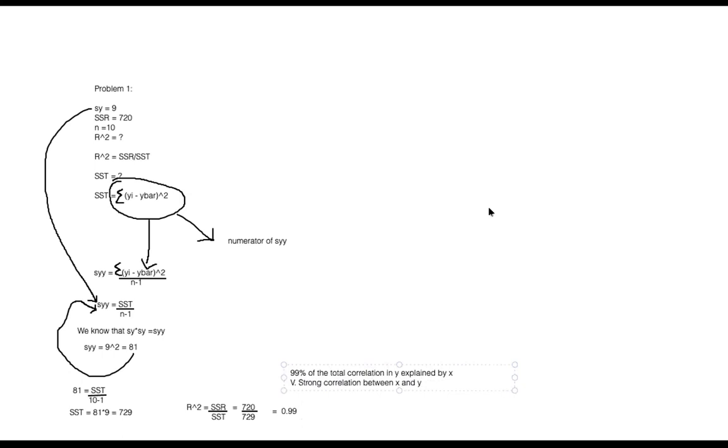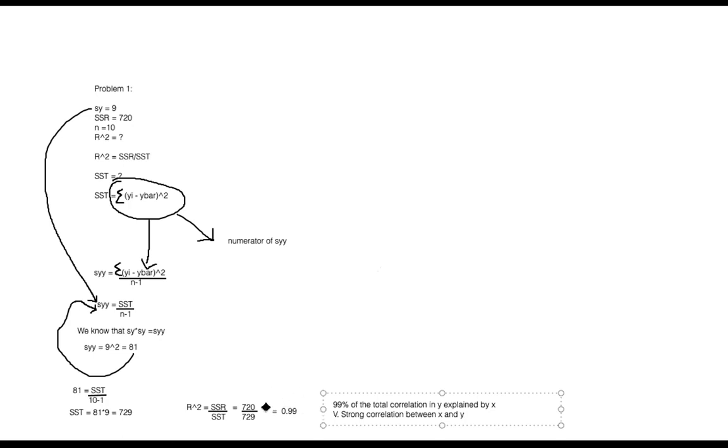Okay, so now one thing I want to say is you can take this number and solve for Pearson's R, because remember, oh, sorry, I have a question. How did I get 720? So this is what I'm using. R squared is SSR over SST. SSR was given to us, right? So that's part of the question. It was given to us. SSR is 720. And then 729 is just what we solved for.